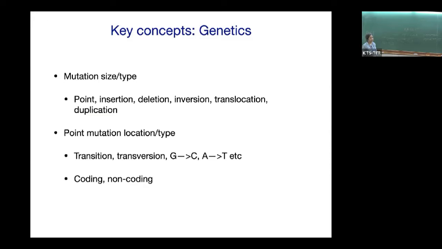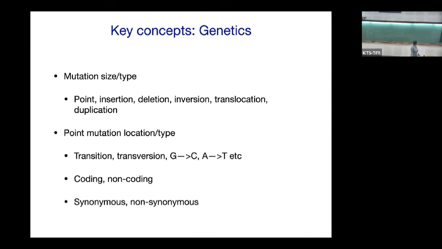Non-coding mutations are often thought to have lower impacts on phenotypes of organisms, but that's not always the case. We're discovering more and more that a lot of these non-coding regions have elements which regulate expression of the genes which are coding. And so it depends on the context what's going to happen in terms of a non-coding versus a coding mutation. Finally, within the coding region, you can have mutations which are synonymous or non-synonymous.